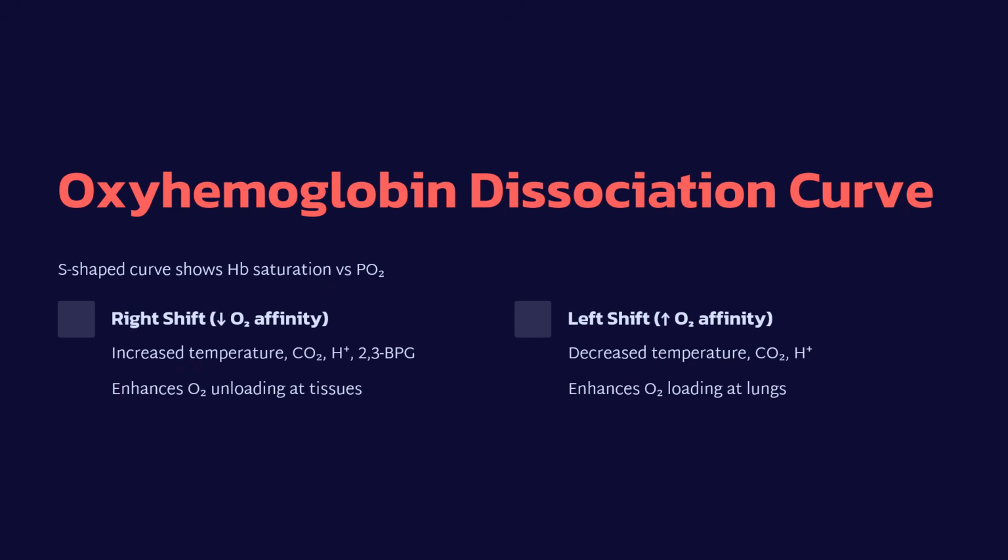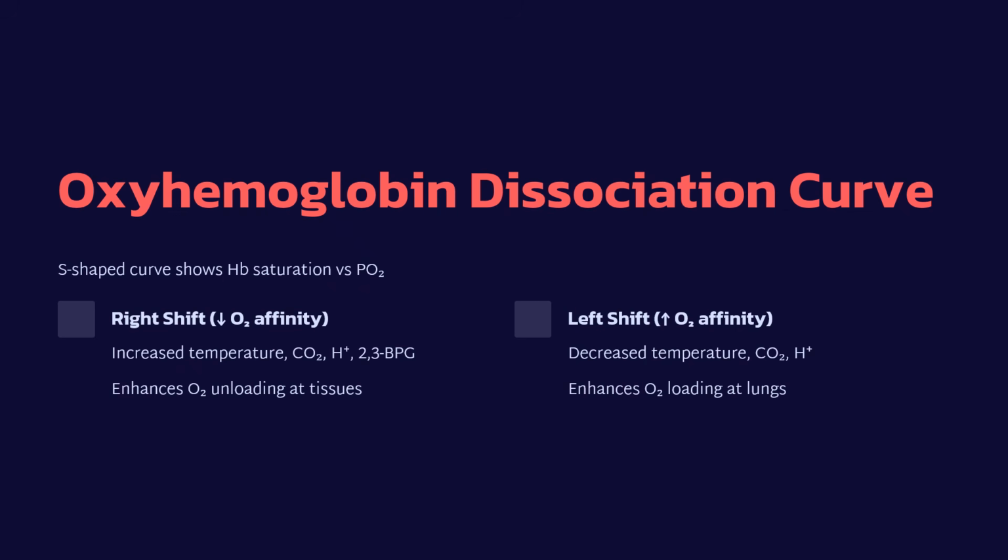So the curve can shift right. So you have decreased oxygen affinity. Examples are your fever, increased CO2, acidosis, or exercise. So more oxygen is released into your tissue. So your right shift enhances your oxygen unloading at your tissue.